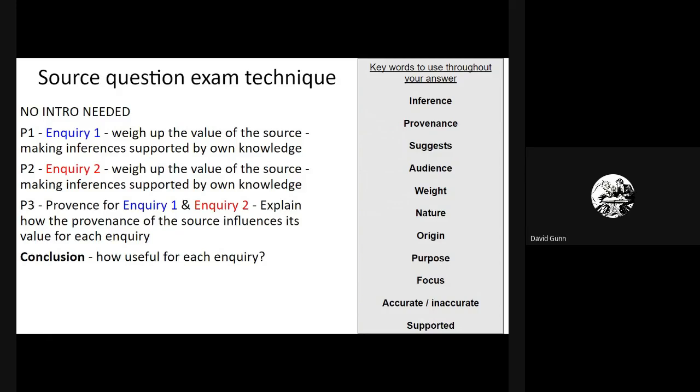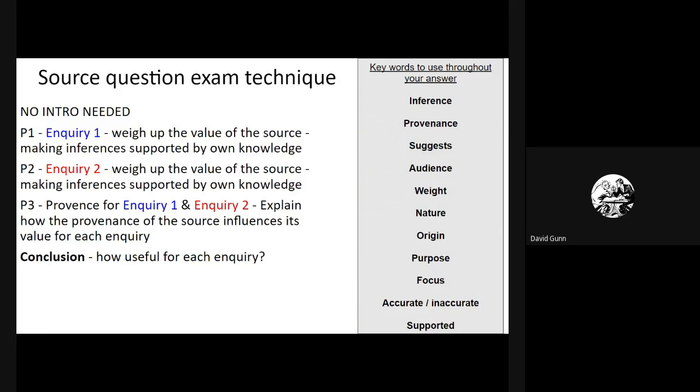So paragraphs 1 and 2 are about the inquiry. You're weighing up the value of the source, making inferences based on quotes or extracts from the source, using your own knowledge to either support or challenge what is being said. But again, we're talking about the value, so really we're trying to support it, unless, as I said, something is being left out. And then paragraph 3 is provenance for both inquiries.